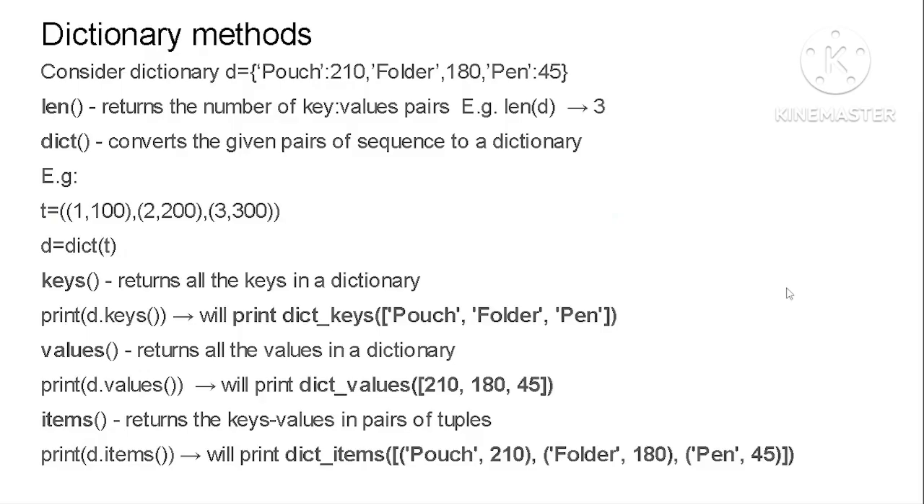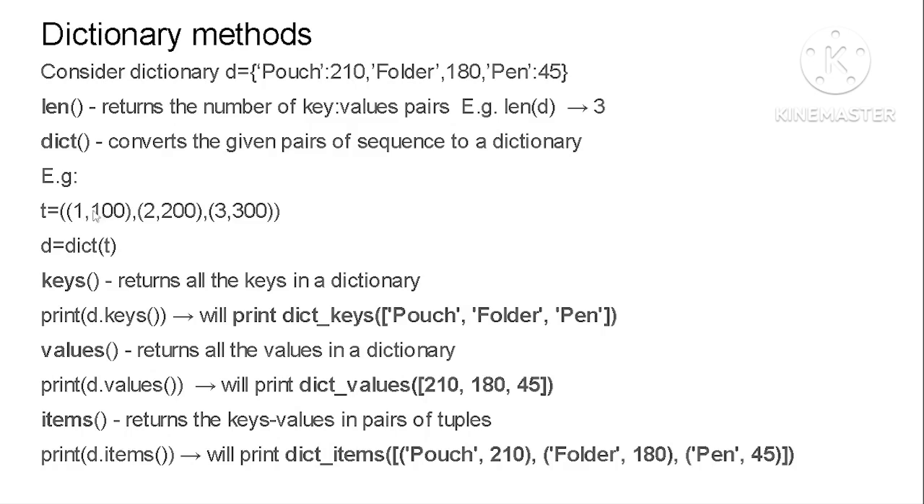In this video, we'll learn about the different dictionary methods. Okay, the first method, which is used in all the sequences, is the len method, which will return the number of key value pairs. Then the dict method will convert a given pair like this.